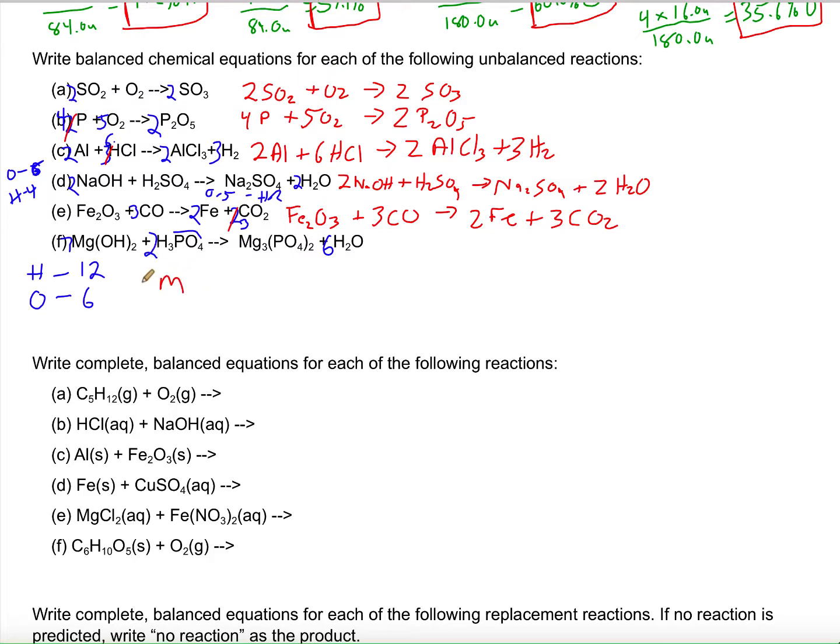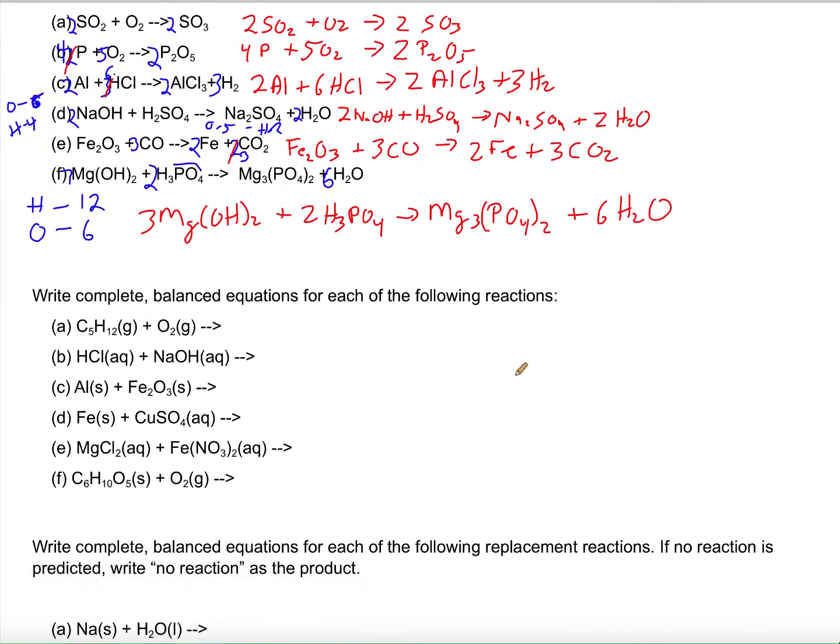So 3Mg(OH)2 plus 2H3PO4 yields Mg3(PO4)2 plus 6H2O.